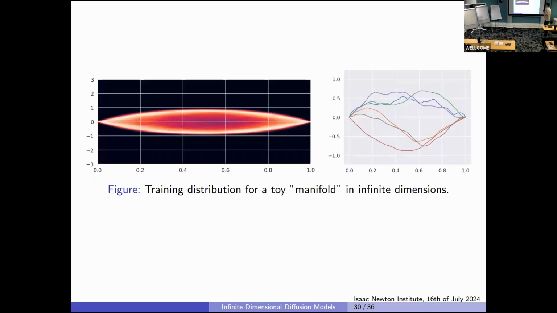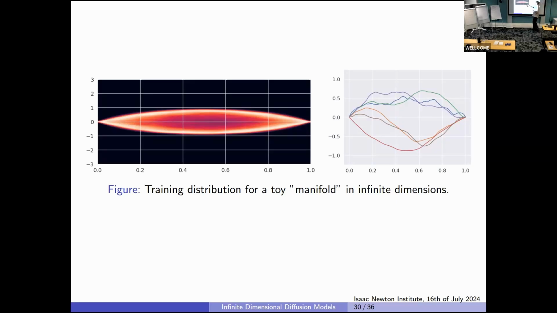And now for the end, some nice plots. We have here one toy example where we have something that's like a manifold. Basically, we generated Gaussian samples in some Sobolev space, and then we projected them to the unit sphere in another Sobolev space, which is higher.